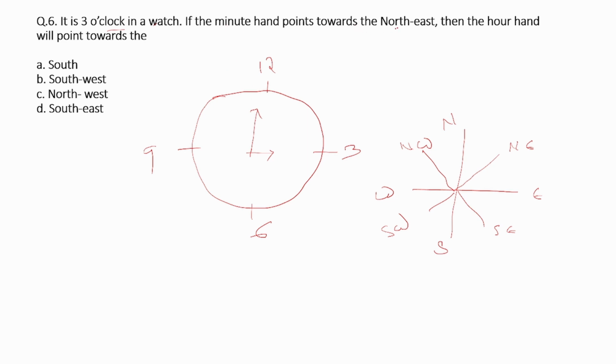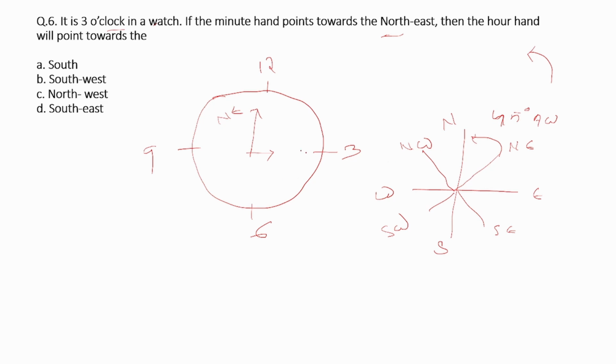It is 3 o'clock in the watch. If the minute hand points towards northeast, it means northeast moves 45 degrees in an anti-clockwise direction. This type of movement is called anti-clockwise movement. So each line from our natural figure moves 45 degrees in an anti-clockwise direction.